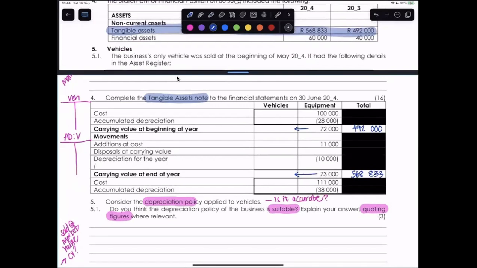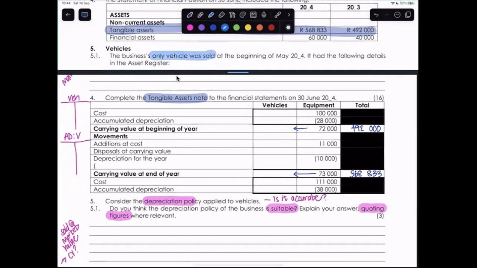And then we're told about the vehicles. The business's only vehicle was sold. Only tells us that there was only one, and so whatever the balance was at the beginning, it got sold, and then in this case probably we would have bought a new one, because otherwise you'll be without a vehicle. So it was sold at the beginning of May 2024, in other words 2 months ago. And if it was 2 months ago and we're looking at the year end, that means we owned it for 10 months. I would immediately go to my vehicles account.